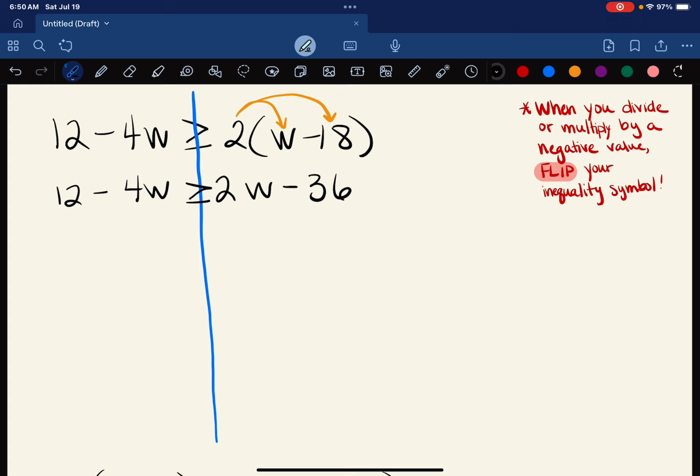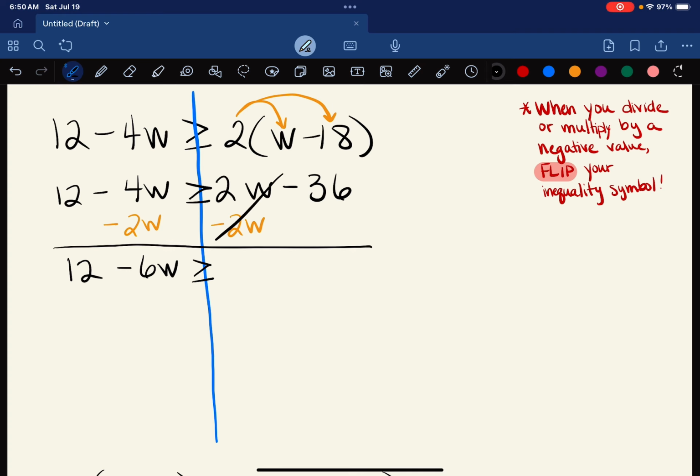All right, the next step, I look and I see, okay, there's nothing else I can do to simplify either of those sides of my inequality. So step 2 is going to be move all of my variable terms to one side and my constants to the other side. So I'm going to subtract my 2w from both sides of my inequality. And that gives me 12, and then negative 4w minus 2w will give me a minus 6w. Bring down my inequality symbol, 2w minus 2w cancels to 0, and bring down our minus 36.